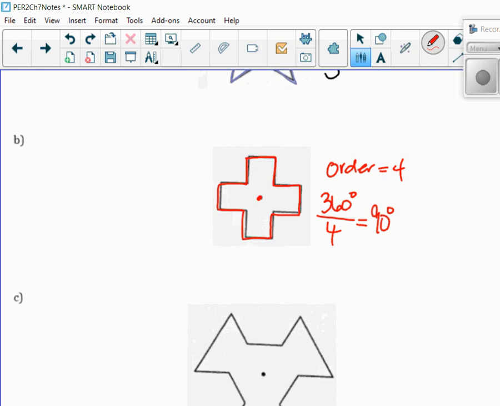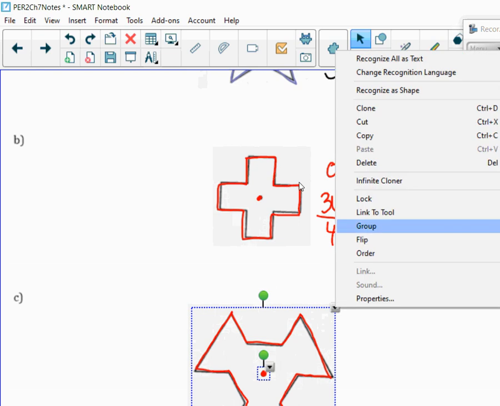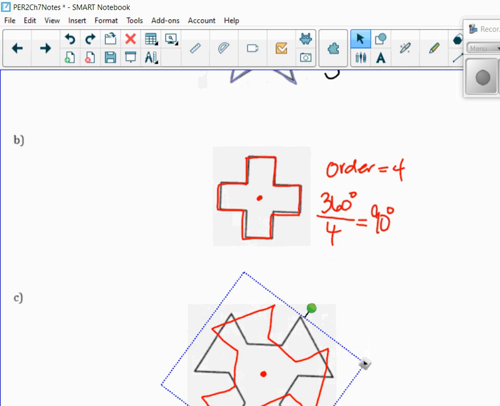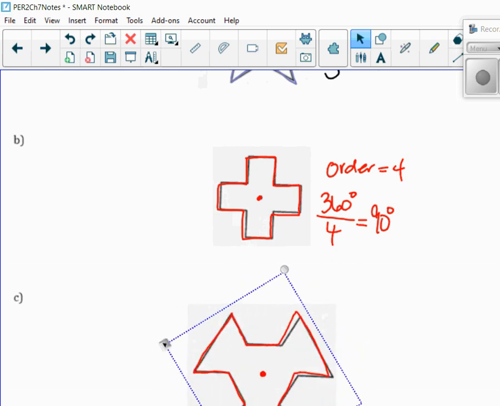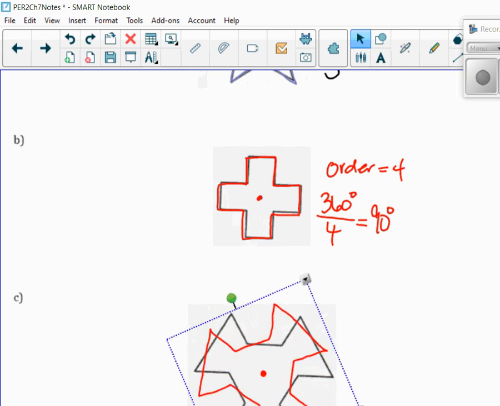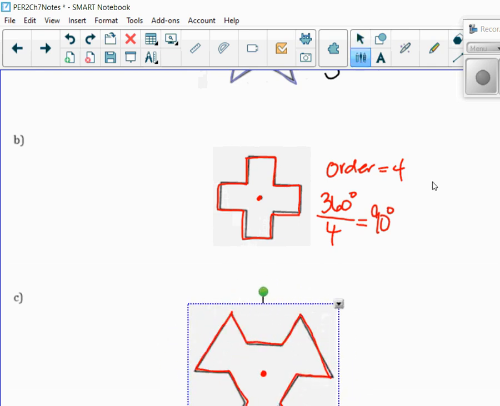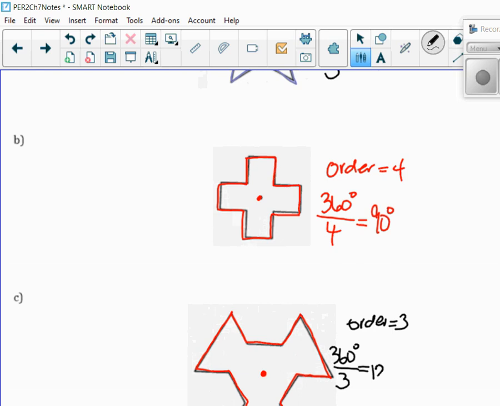All right, the next one, I'll just draw it on my tracing paper. Of course, I'm not drawing very nicely, but you get the gist of it. Group this. Okay, so now I'm going to rotate. So that is 1, 2, and 3. And you probably could have guessed that anyways. So that means my order equals 3, and the amount of degrees I turn for each one is 360 divided by 3 gives me 120.